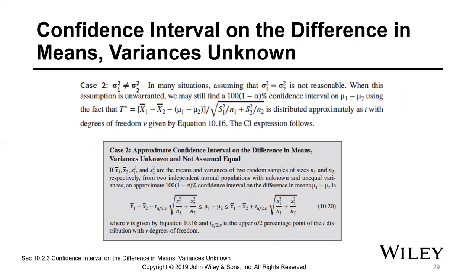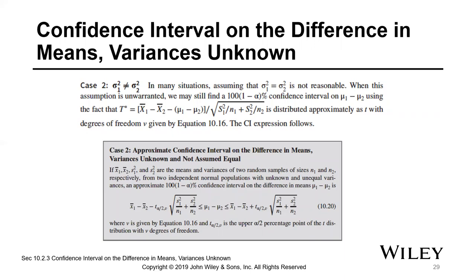So, case 2, we have two standard deviations that are not equal. In many situations, assuming they're equal is not really reasonable, because you can't be sure of everything in the environment. It happens a lot. When the assumption is unwarranted, we still may find the confidence interval on the difference using the wonderful formula. It's distributed approximately as t with degrees of freedom v by the equation from before. So we can still find it. It's just we have to assume that it's not equal.